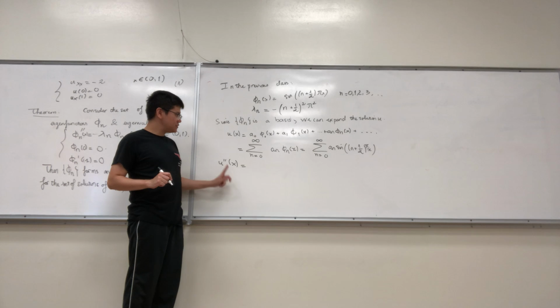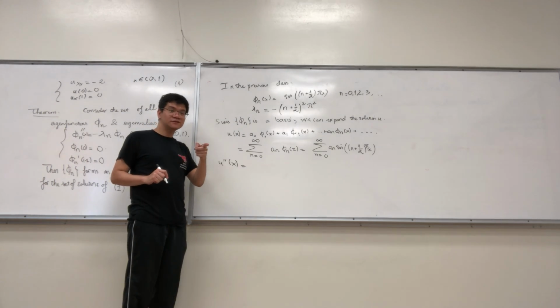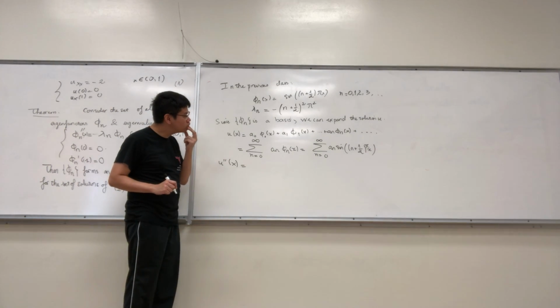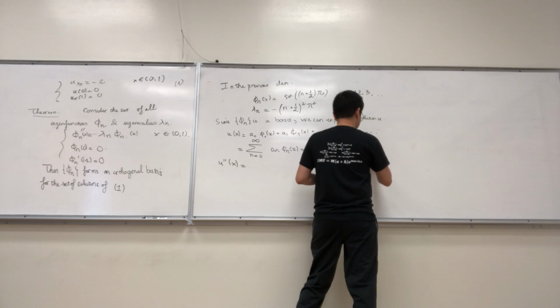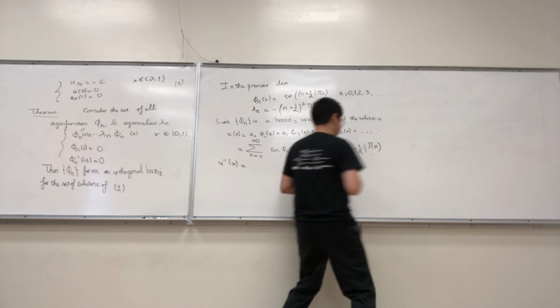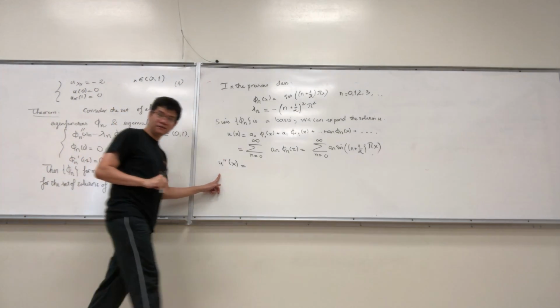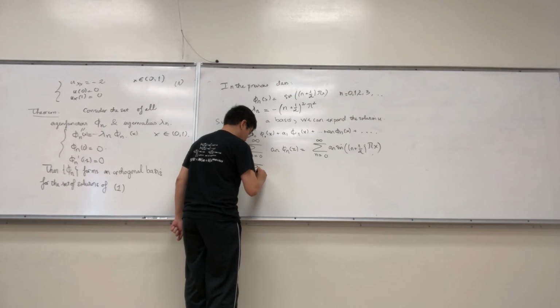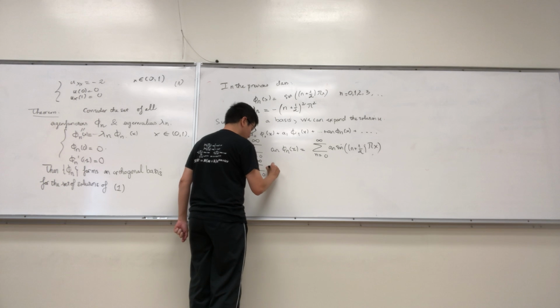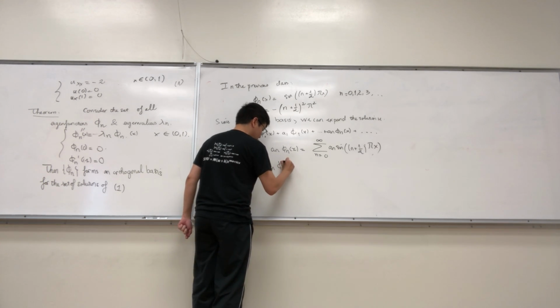So when you compute the second derivative of this, questions? I'm just trying to read what it says, sine of pi x. Okay. Thank you. So the second derivative of u_n will be the sum, with n going from 0 to infinity, of a_n phi_n'' of x, right?